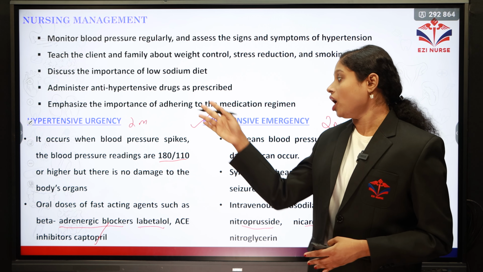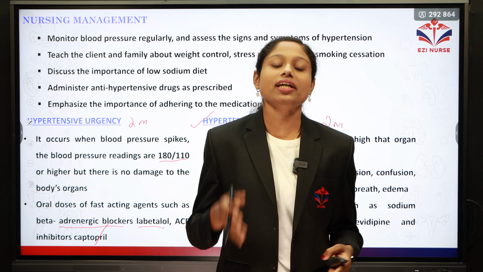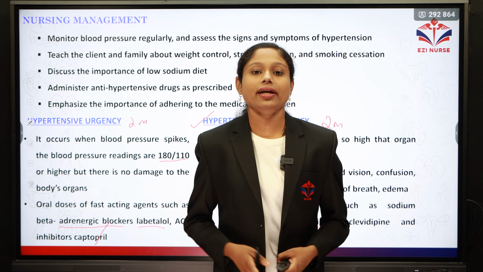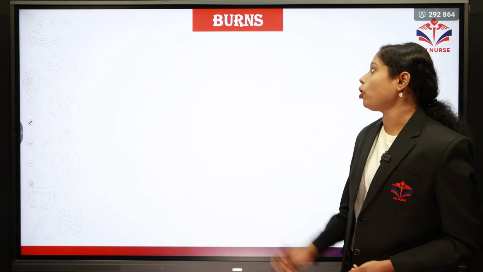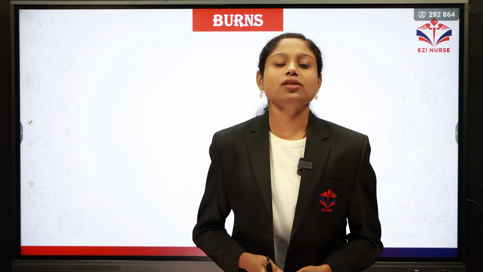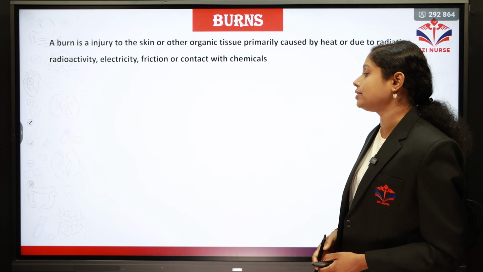In hypertensive urgency, what is there? Blood pressure will be more than 180 by 110, but there is no visible organ damage. So now we are moving to another important question, burns. Burns is very important because it is a 10-mark or a 5-mark question. What is burns? Let's discuss.